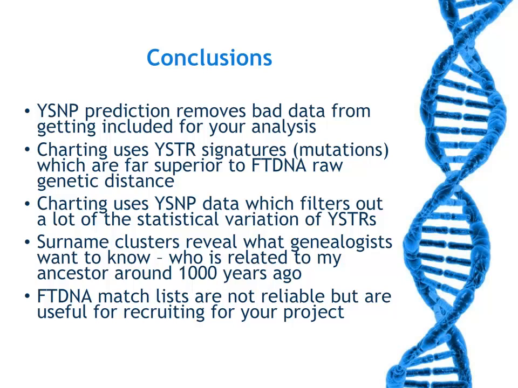Charting uses 3 components. It uses YSNP data, which helps filter out a lot of the statistical variation that comes with YSTRs, because they can mutate back and forth over time, and they can mutate independently all over the place as well. Surname clusters reveal what genealogists want to know: who's related to me in the last 1,000 years, since my surname was created, if you have Irish ancestry. The Family Tree name matches are just not reliable, but they are very useful for recruiting project members because they give you direct access to your matches' email addresses.